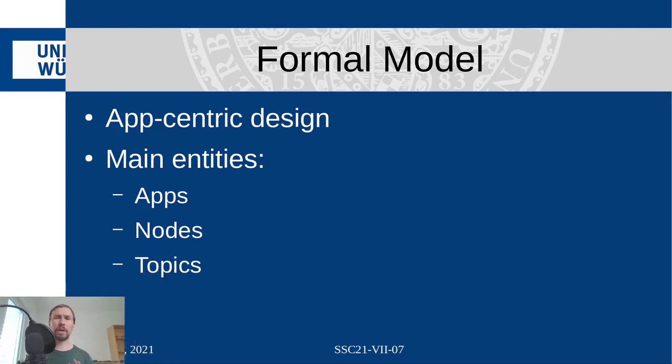And then the third are the topics. So the topics are communication channels that connect the different apps. So one app might publish data and the other apps might subscribe to them in order to process them. So these are the main entities that we have in our formal model. Let's have a more detailed look into these entities.